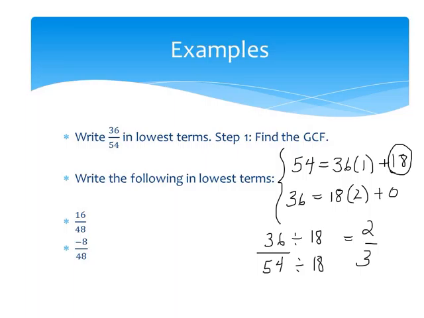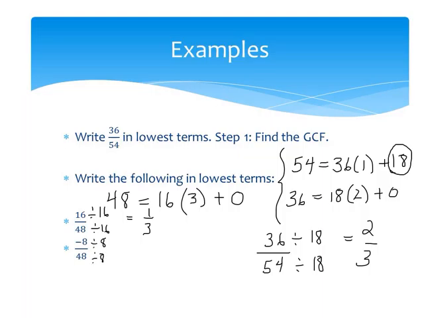We could do the same thing here with 16/48. If I use that Euclidean algorithm, we can see here that 16 goes into 48. So if we divide each of those by 16, we'll end up with 1/3. And you can also have negative numbers. So here's another scenario where each of these can be divided by 8, and we end up with negative 1/6. So be careful in your homework that you deal with your negatives correctly.